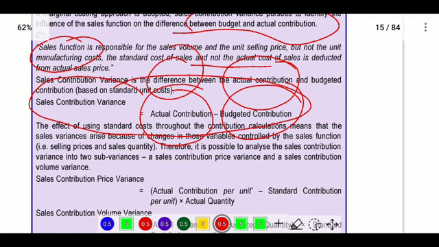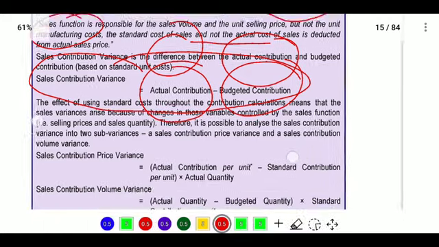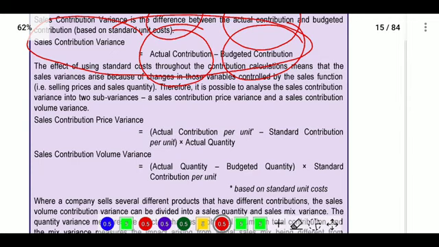Next, the effect of using standard cost throughout the contribution calculation means that sales variance arises because of changes in those variable costs. Here, sales contribution variance will be sales contribution price variance and sales contribution volume variance. Price means price, volume means quantity. So we take reverse, we calculate the actual first.